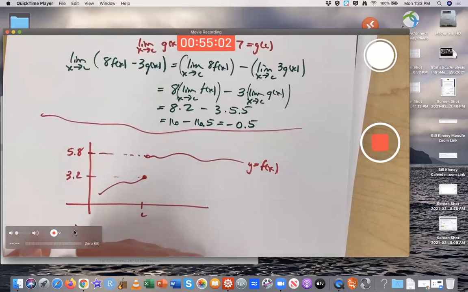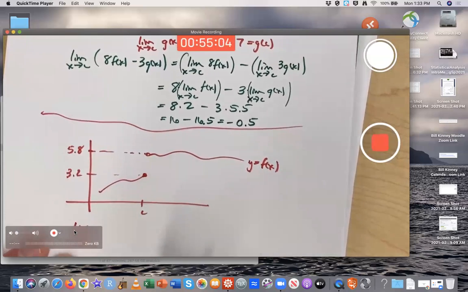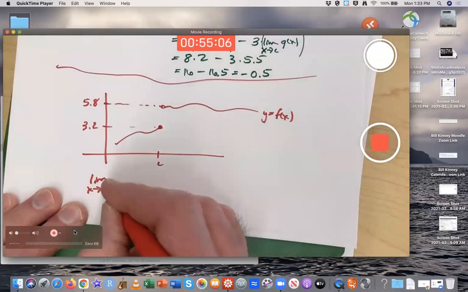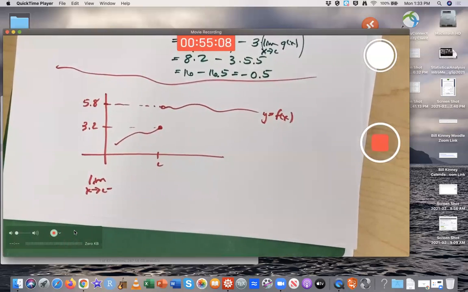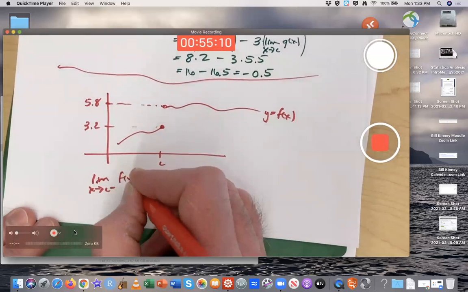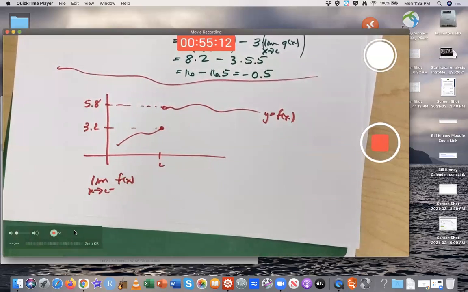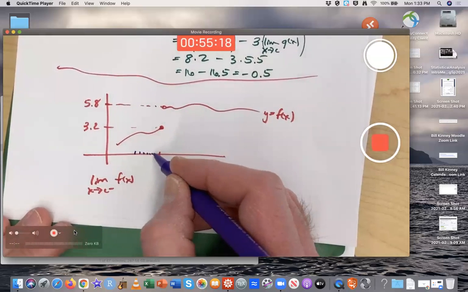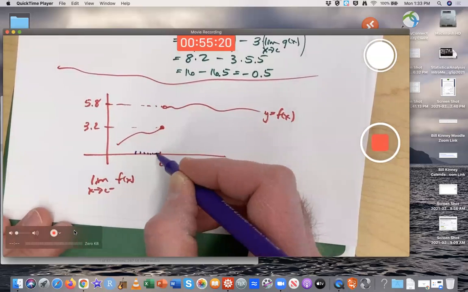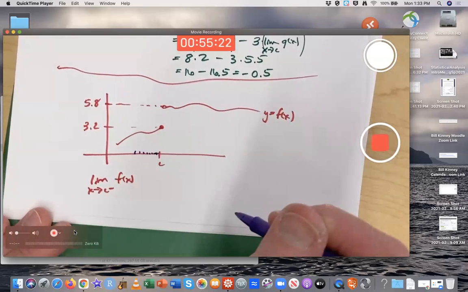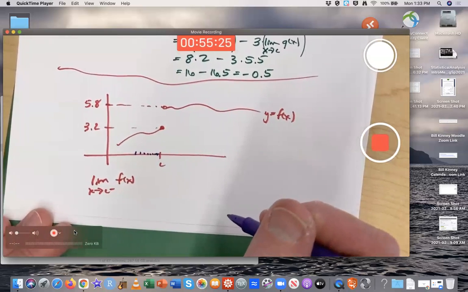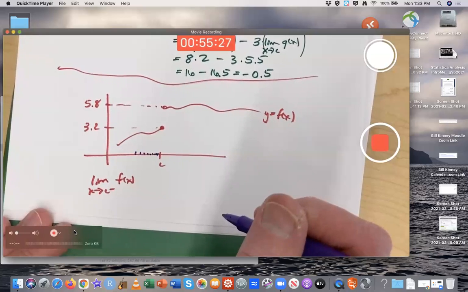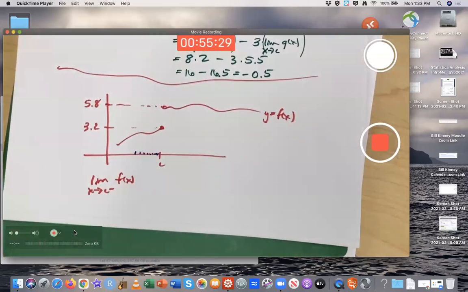The limit as x approaches c from the left, the negative sign there means from the left. It does not mean c is negative. I'm letting x approach c, get closer and closer to c without actually equaling c necessarily, from the left, through values of x that are slightly less than c. This exists and equals 3.2.